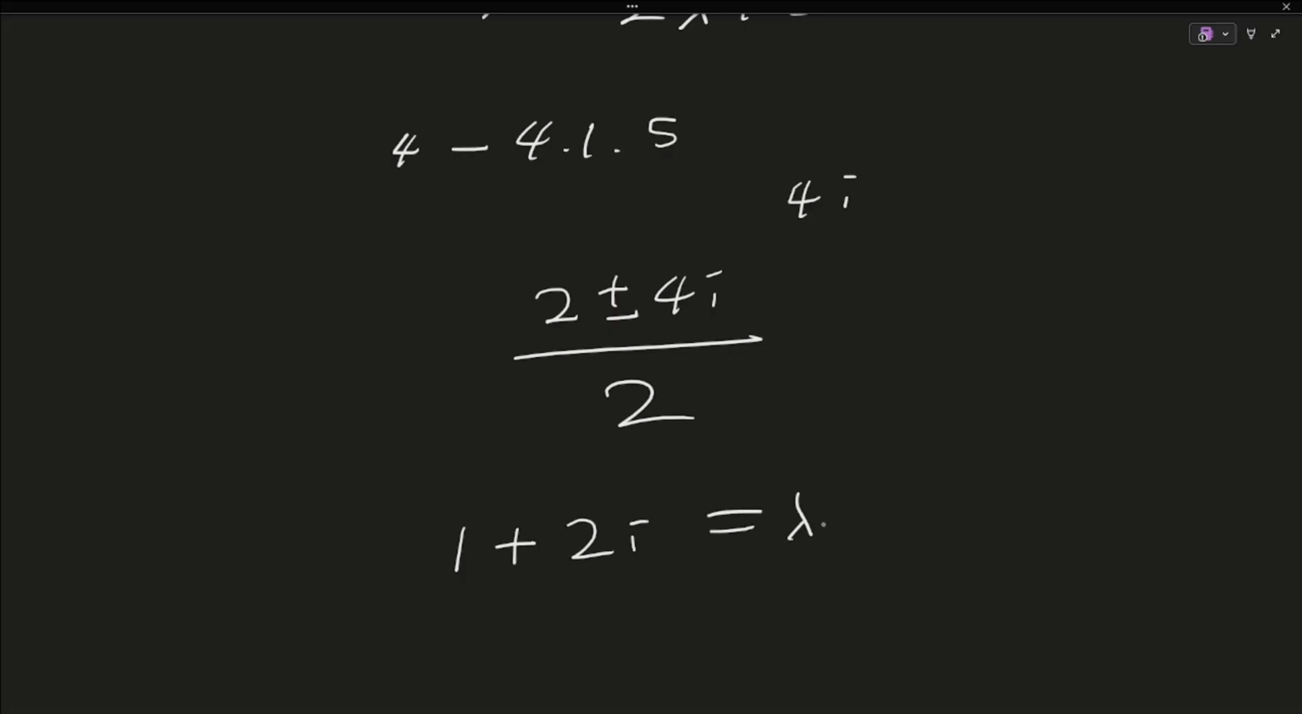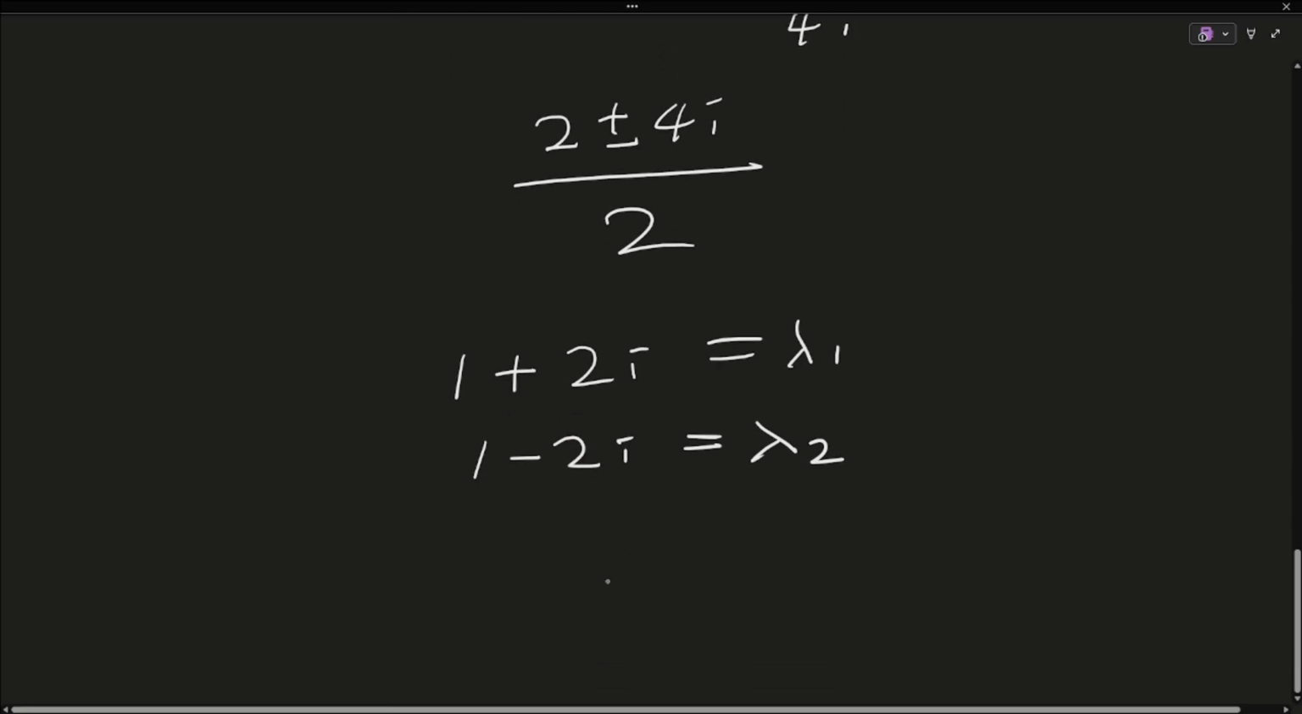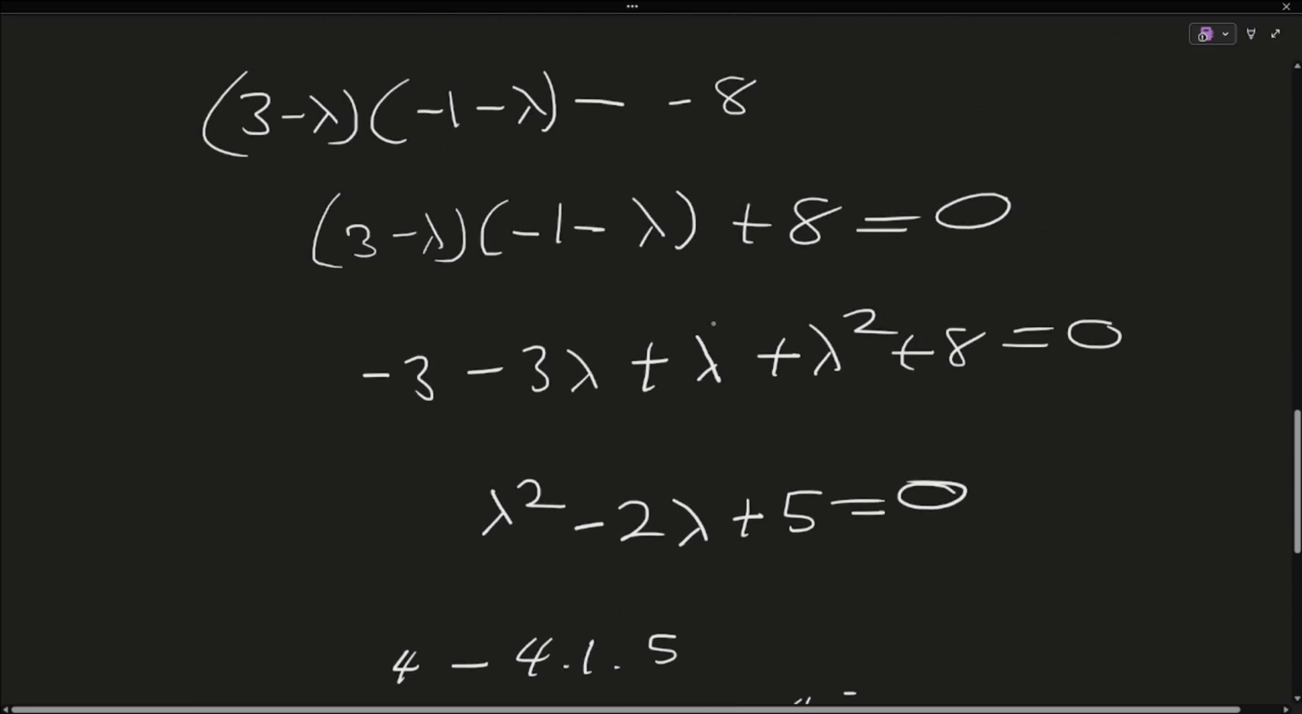I'm going to call this eigenvalue lambda 1, and 1 minus 2i will be lambda 2. Now that we have these lambda values, we have our eigenvalues. We finished the first part of the problem. The second part is, what are our eigenvectors? Well, guys, we need to go back to our original matrix.